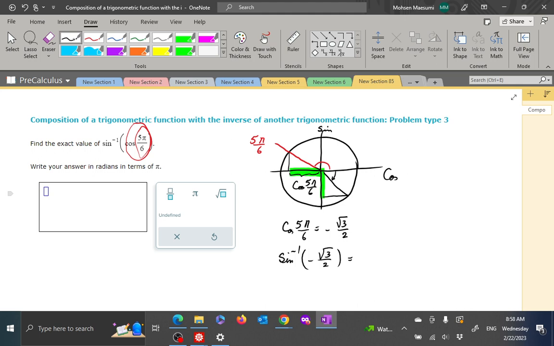Again, you can look this up on your table and be done with it. So that would be one type of exercise. We learn what is cosine of 5π/6, and then what's the sine inverse of that. That would be perfectly legitimate. The second approach here is trying to go step by step and understand what is involved.